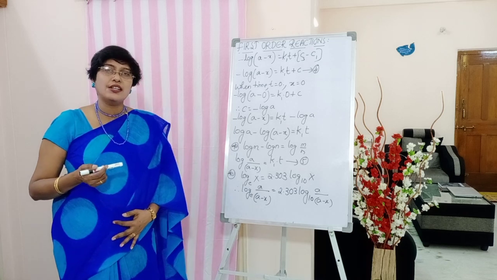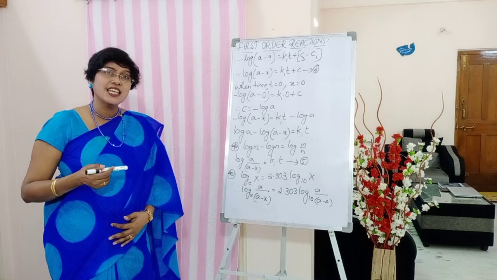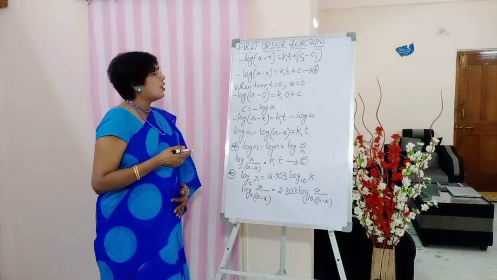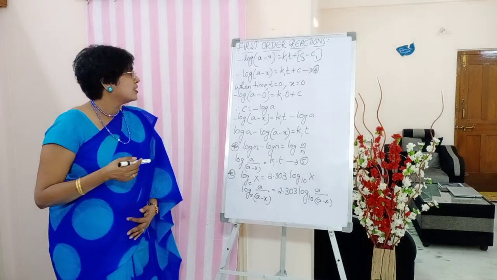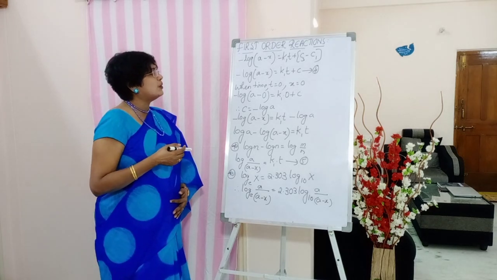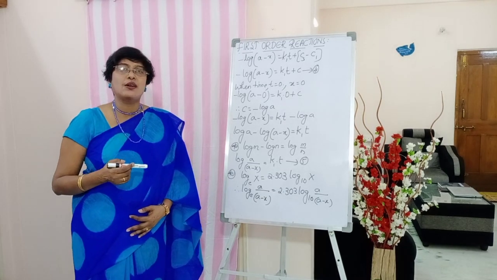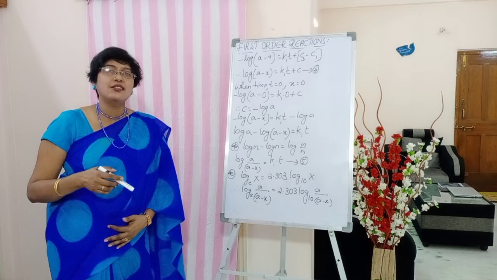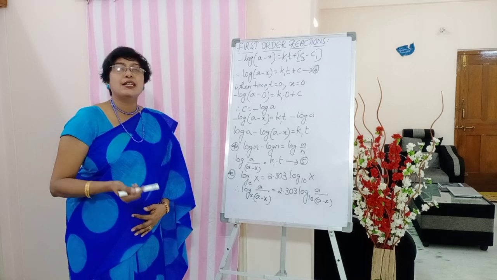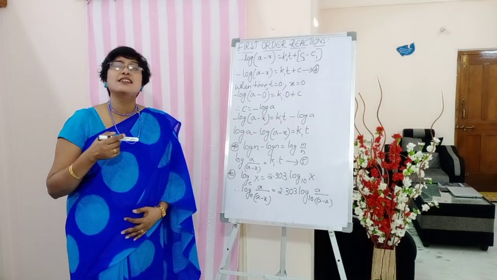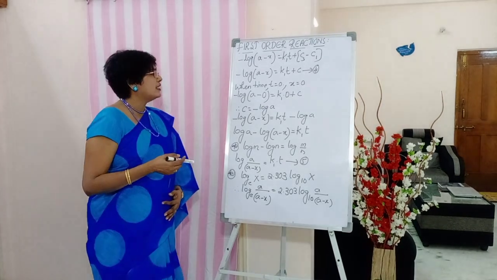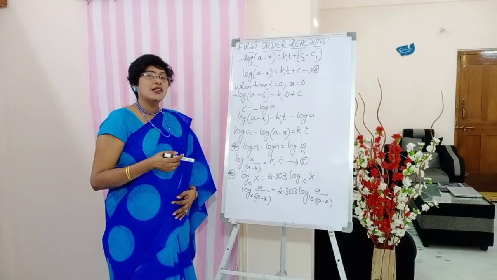Can you write it down on your own without looking at the board? Yes. Minus log a minus x value, where x is 0, so a minus 0, is equal to k1 into 0 plus c. k1 into 0 becomes 0. Therefore, c value will be minus log a. Okay? Minus log a.